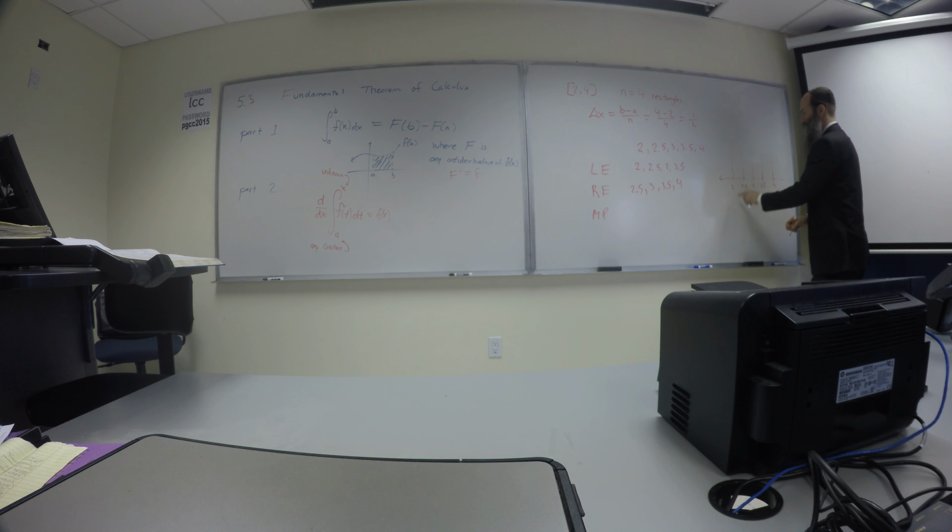So for left endpoints, f of 2 is the height, f of 2.5 is the height. For right endpoints, f of 4 is the height, f of 3.5 is the height. And you only need 4 of them.